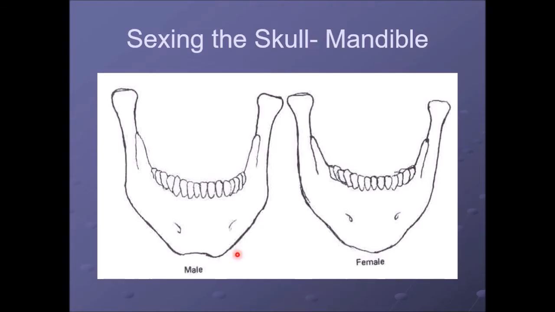Basically speaking, the male jaws tend to be wider. They tend to have a more pronounced eversion going on right here. This angle here is called the gonial angle, and it tends to be everted. It looks like somebody pinched and pulled outward on either side. That's because that is, again, a muscle attachment point for the masseter muscle, which helps you chew.